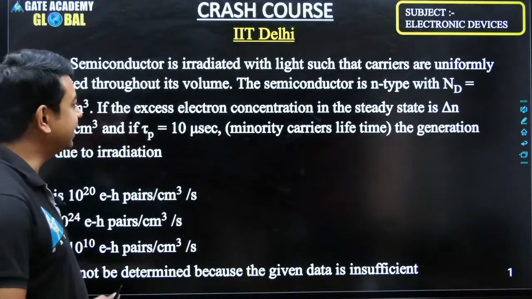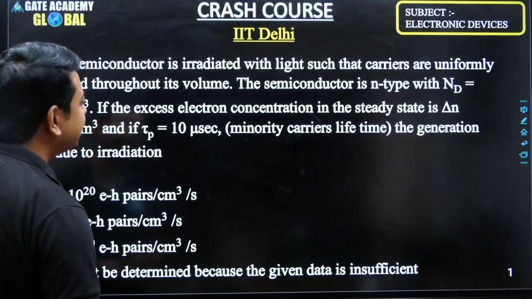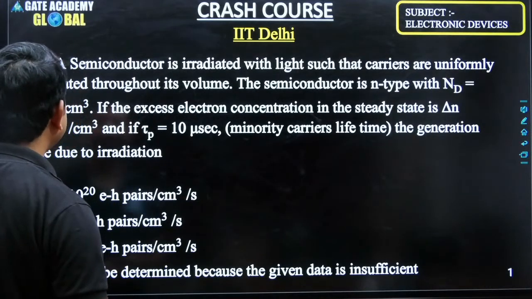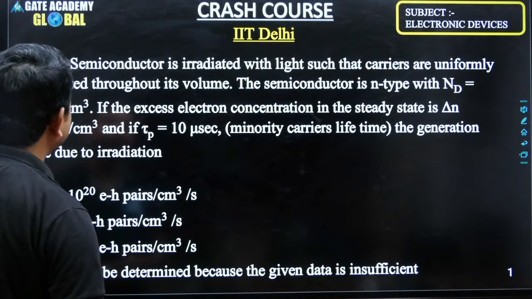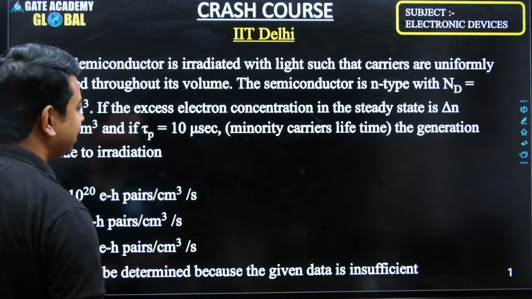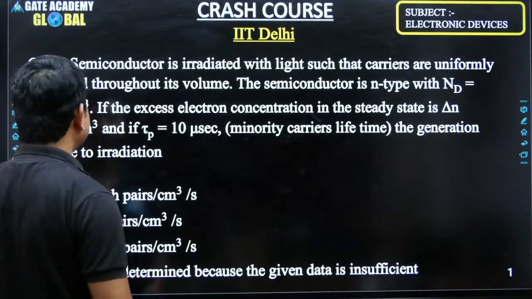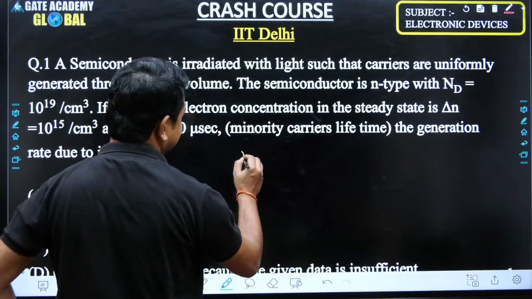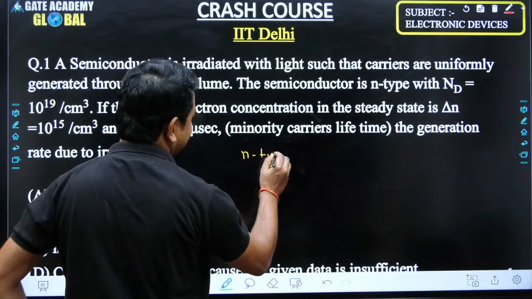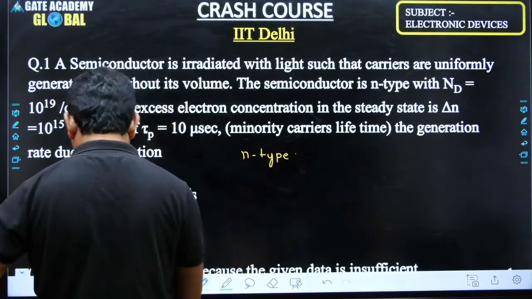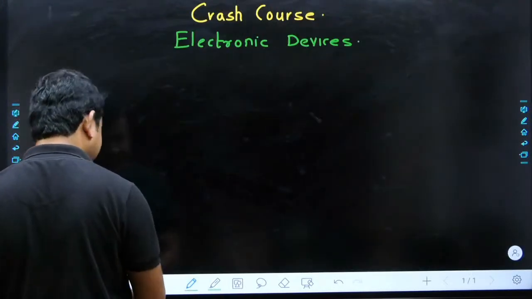So, I can see the semiconductor is n-type and Nd is equal to 10 to the power 19 per centimeter cube. Okay, the semiconductor is n-type, that means the donor atom concentration is given. If the excess electron concentration in the steady state is delta n, so it is an n-type semiconductor and excess electron concentration is given.